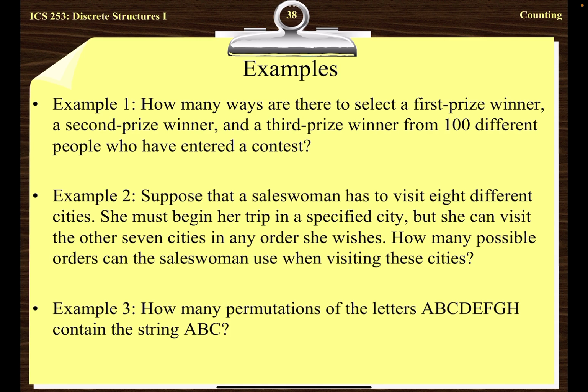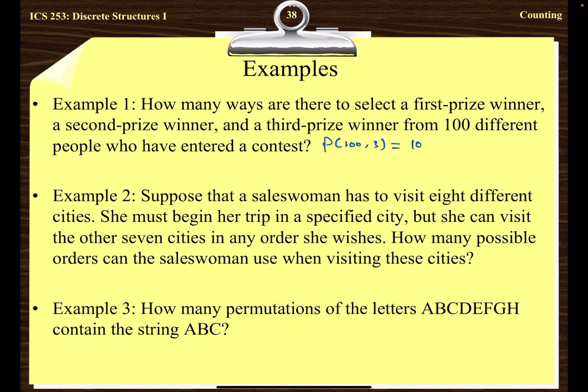Okay, let's go for the first one. How many ways are there to select a first prize winner, a second prize winner, and a third prize winner from 100 different people who have entered the contest? N is 100 and R is 3, right? So it's basically going to be P(100, 3).